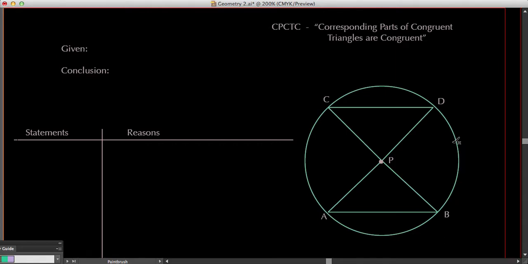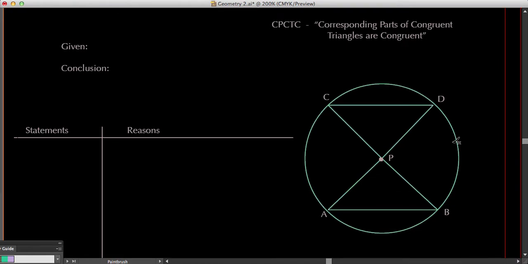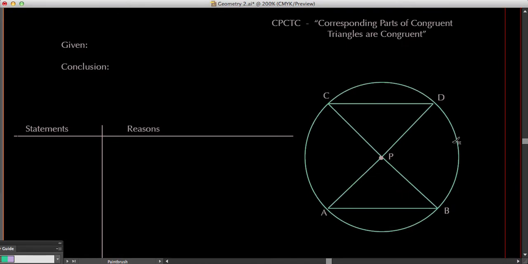CPCTC. Corresponding parts of congruent triangles are congruent. Alright, so this is probably the biggest tongue twister we're going to have in this course, but one of the most important. So let's think about what that means for a second. Corresponding parts of congruent triangles are congruent. Well, that makes sense, right? If congruent triangles are the same triangles, then the corresponding parts of those triangles are going to be the same. They're going to be congruent.